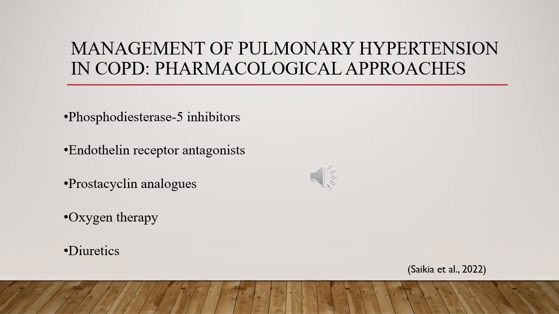Long-term oxygen therapy reduces the workload of the heart and improves survival in hypoxic patients. Diuretics may also be prescribed to manage fluid retention associated with right heart failure, helping to alleviate symptoms like swelling and shortness of breath. Together, these pharmacologic therapies can help control the progression of pulmonary hypertension and improve the quality of life for COPD patients.